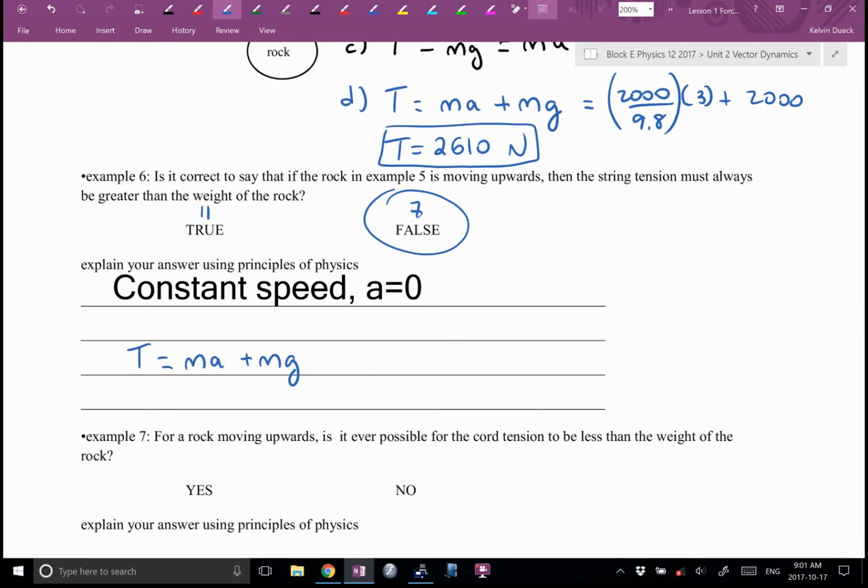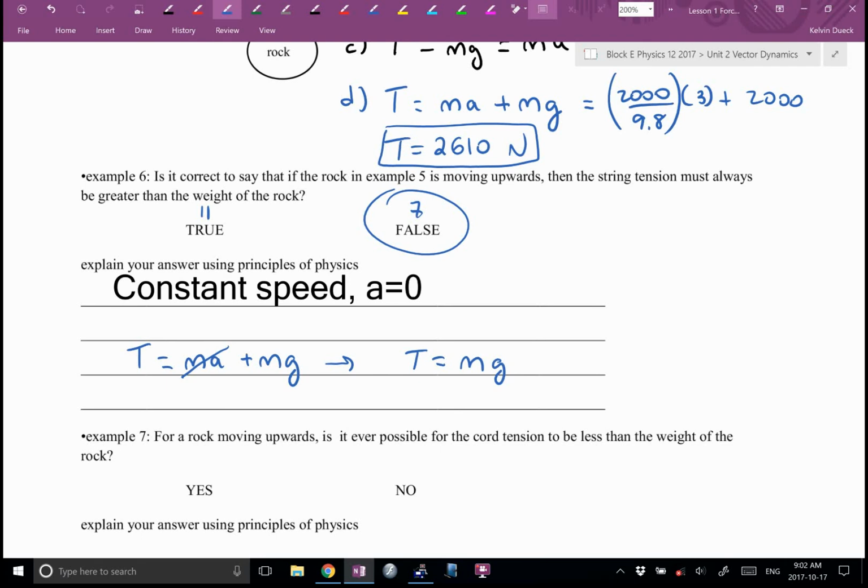Yes? What's a if we're moving at a constant speed, Justin? So that whole term would cancel, and I'd get this. Tension equals mg. In that situation, is tension greater than mg? No, they're exactly the same. So false. It doesn't always have to be bigger.